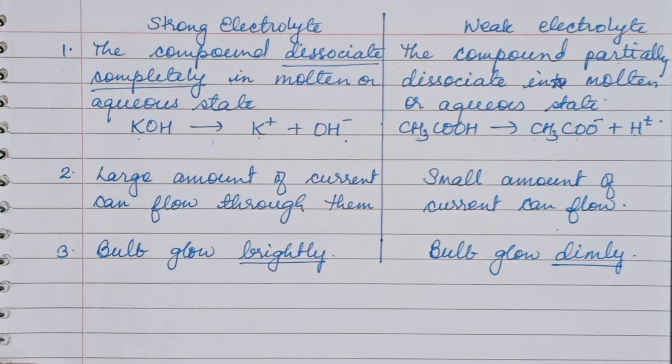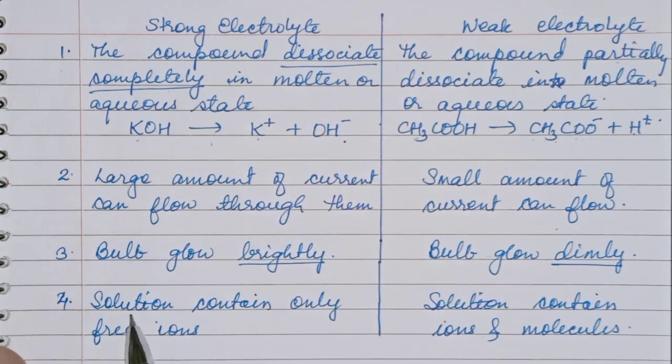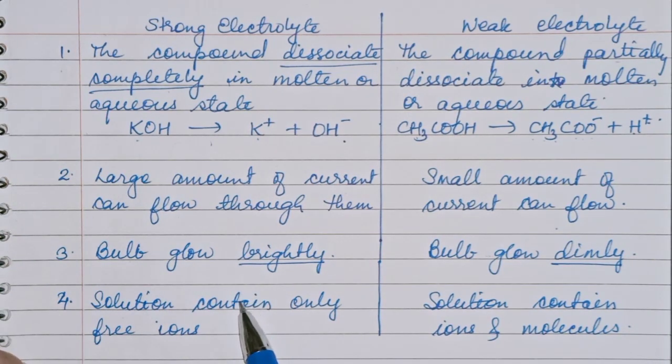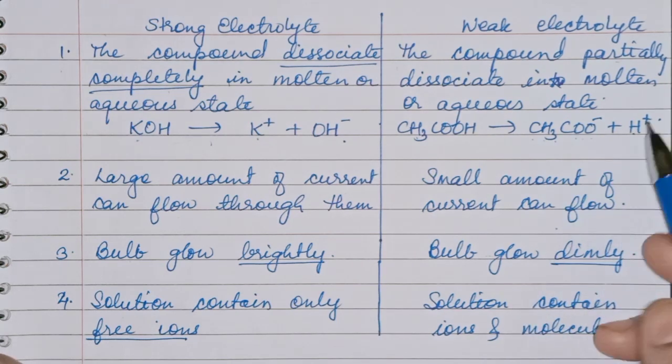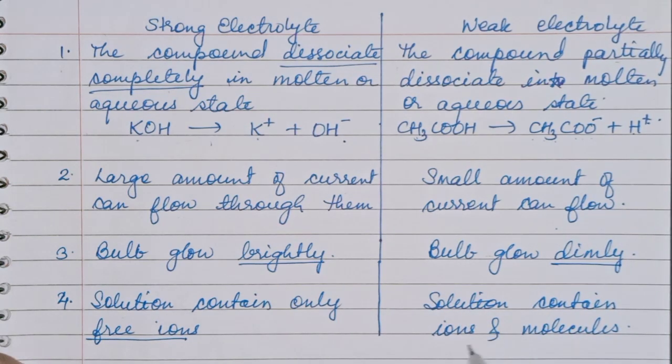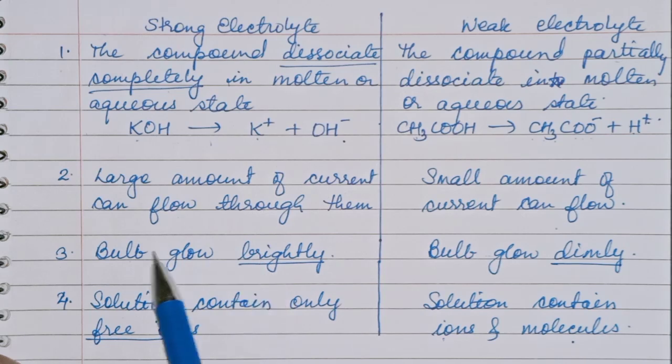And why is this like that? Because the solution in a strong electrolyte contains only free ions. In the weak electrolyte, the solution contains ions as well as molecules. That's why the bulb glows dimly, and here only free ions are there. That's why the bulb is glowing brightly.